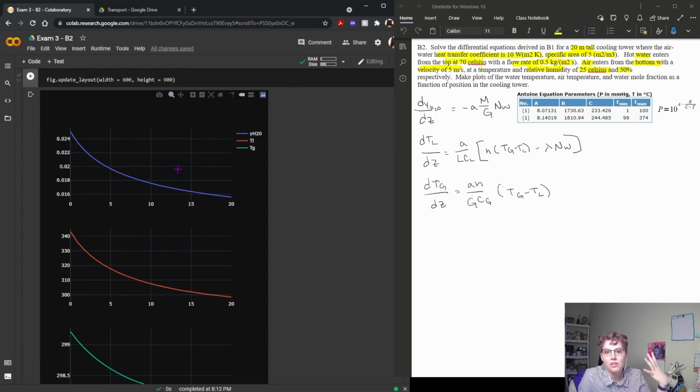And so that is how you calculate the temperature across the system and the mole fraction across the system.